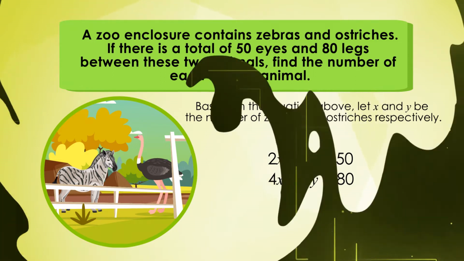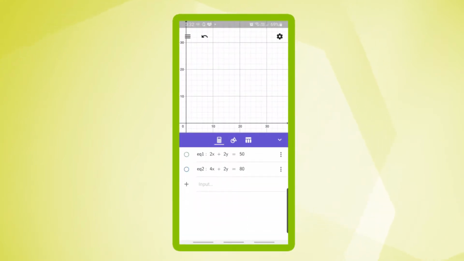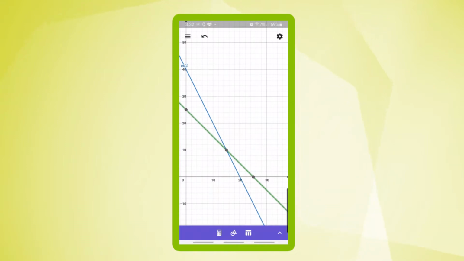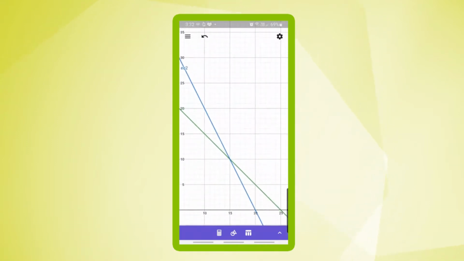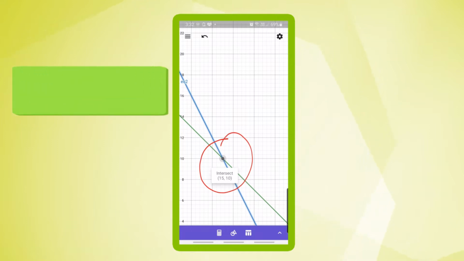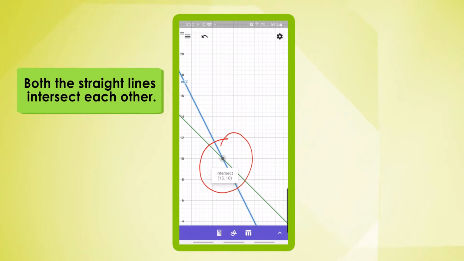To determine the number of zebras and the number of ostriches in the zoo, we need to find the values of x and y that satisfy both the linear equations. Let's watch this video, which shows how we can represent the equations graphically. In this video, it is shown that both the straight lines intersect each other. The point of intersection of two straight lines is the common solution for both the linear equations.